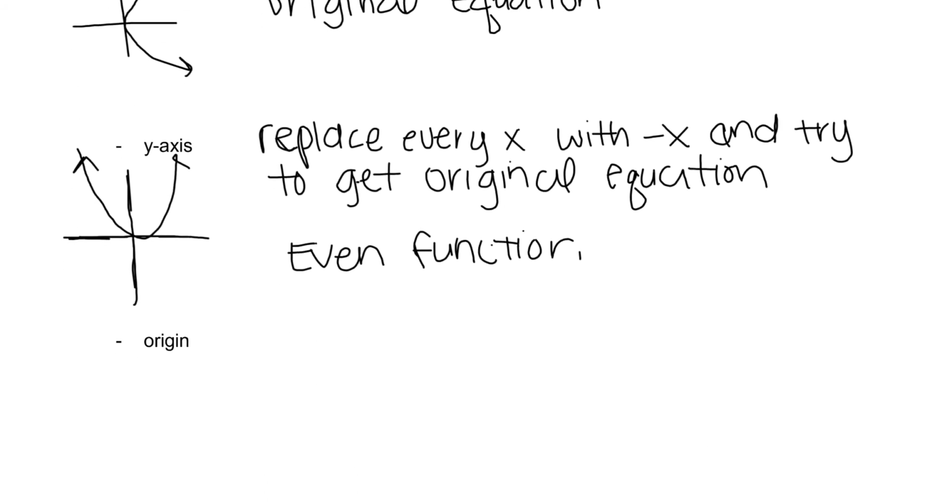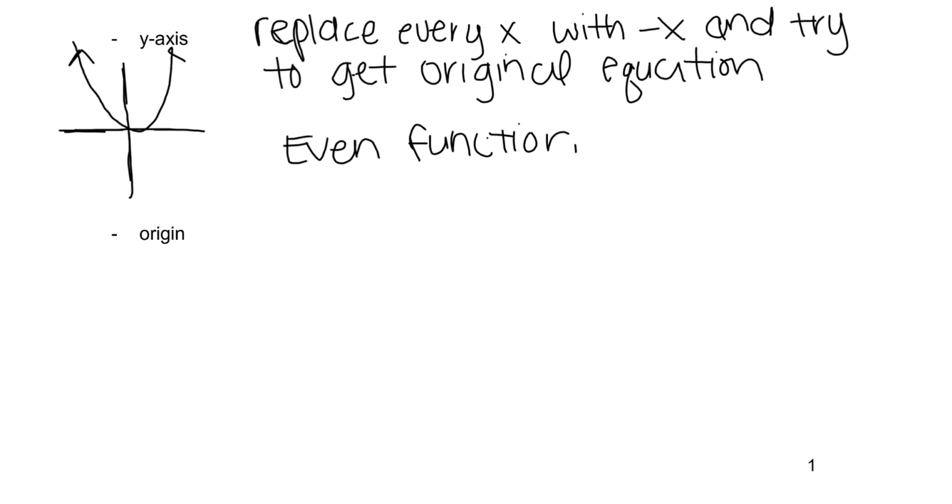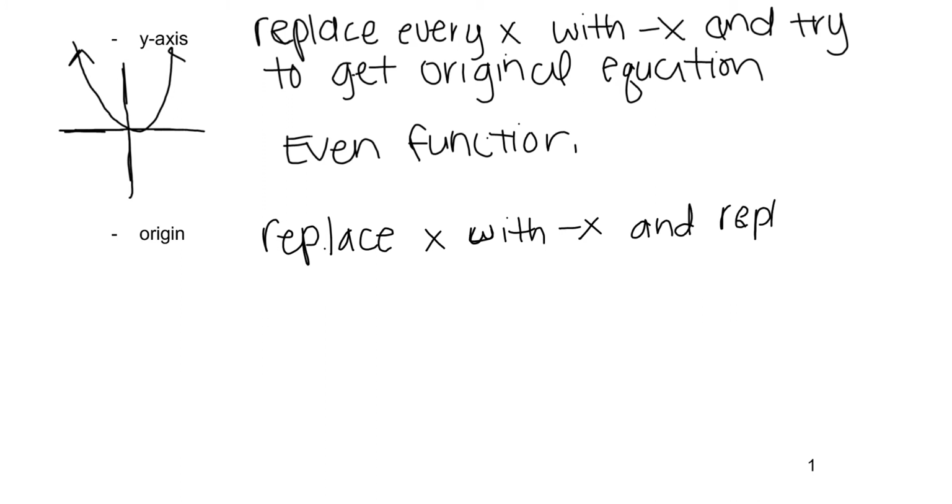Last symmetry we're going to talk about is symmetry about the origin. So there are two things you have to do to test to see if something is symmetric about the origin. You have to replace x with negative x, and you have to replace y with negative y. And then it follows the same as before, and then you try to get the original equation.